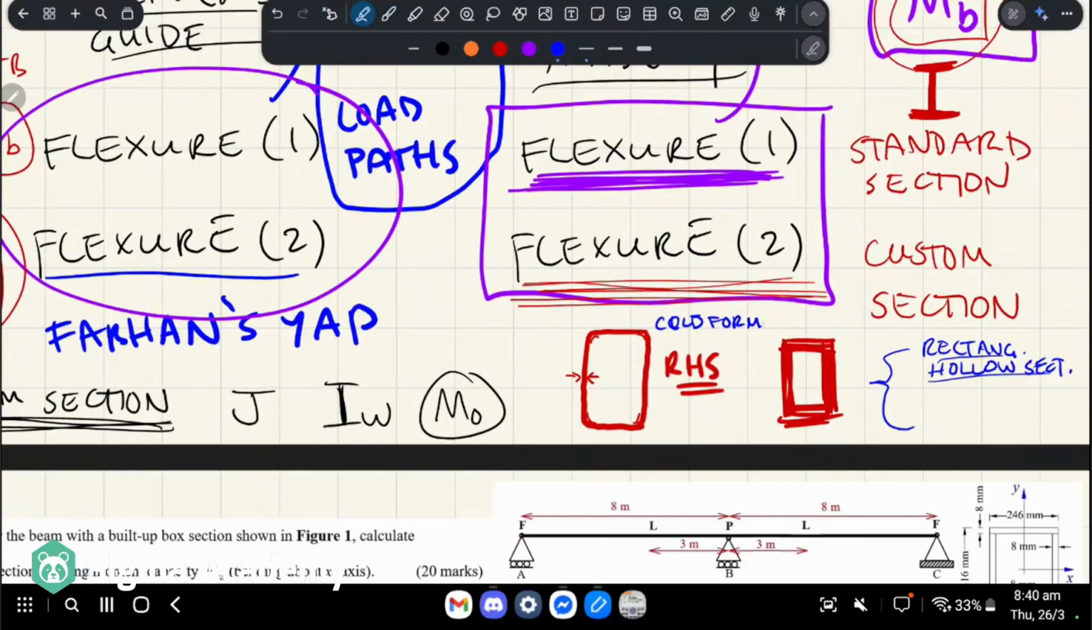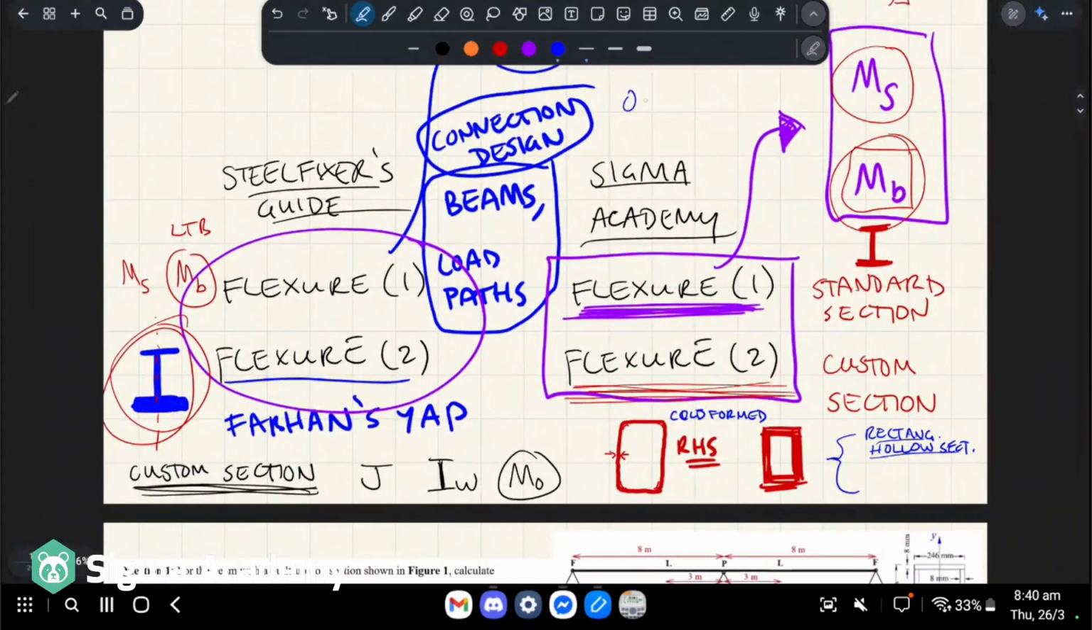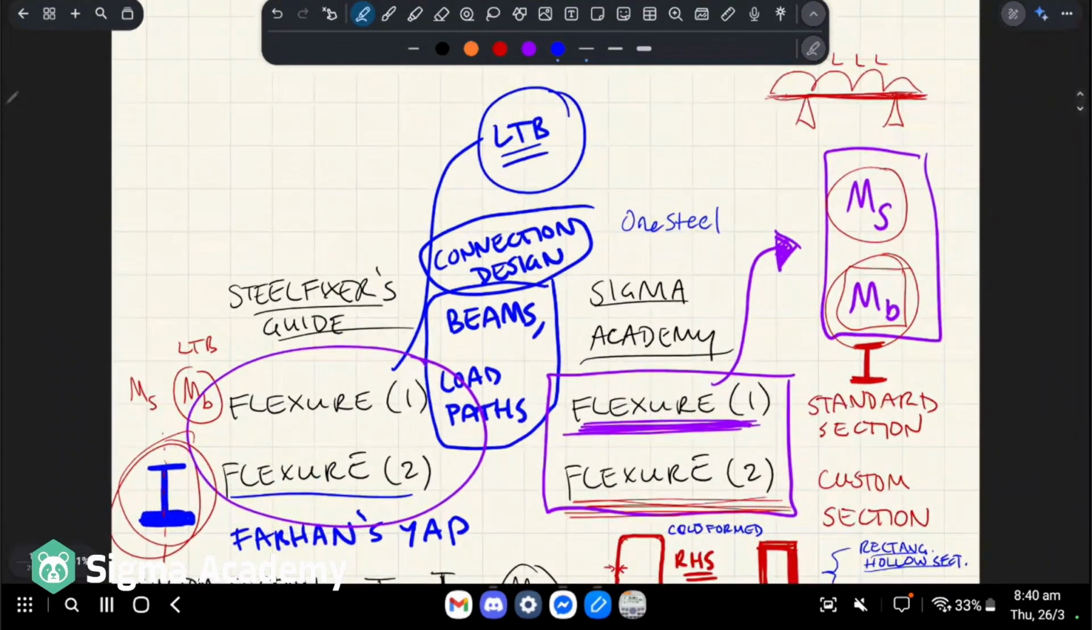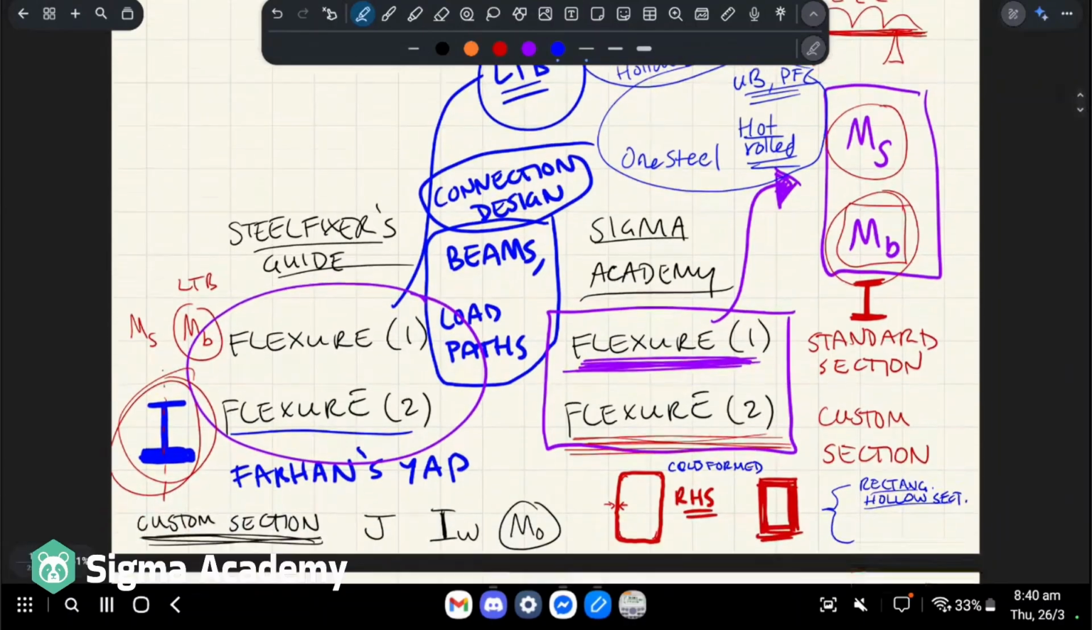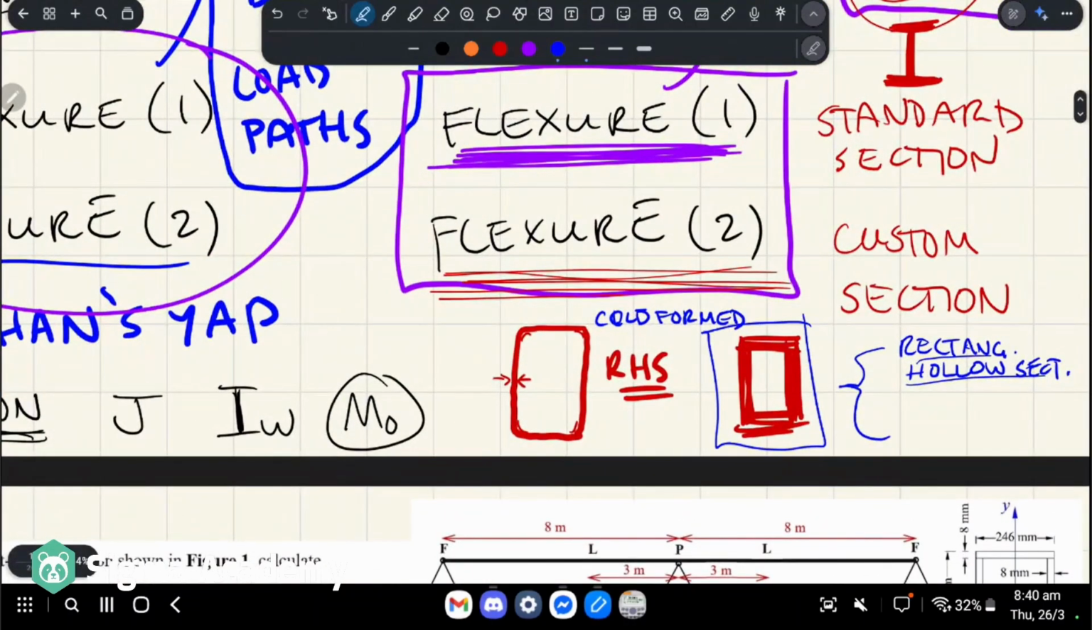Sorry, if you Google OneSteel, the first thing you're going to find is the hot rolled sections. That's all your universal beams, PFCs, etc. Any kind of open section. But if you search OneSteel cold form or OneSteel hollow section, you're going to find a bunch of RHSs and SHSs, like square hollow sections, circular hollow sections, etc. And that's different to what we have today, because we have a box section. I'll just call it a hollow box section.